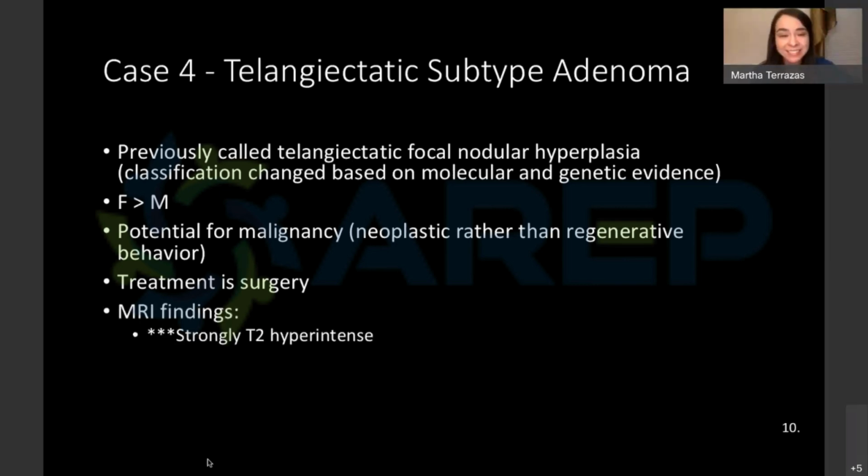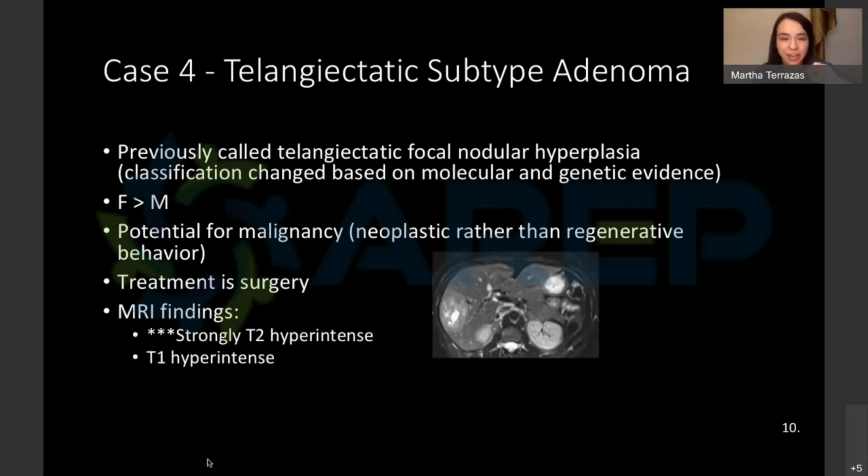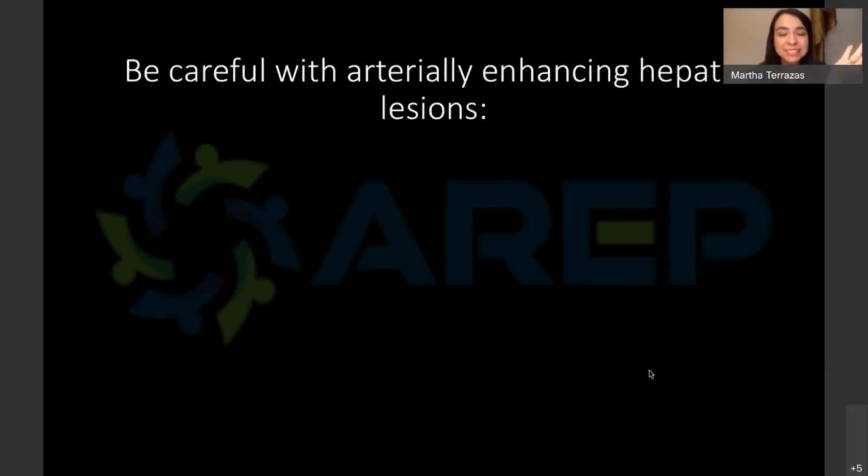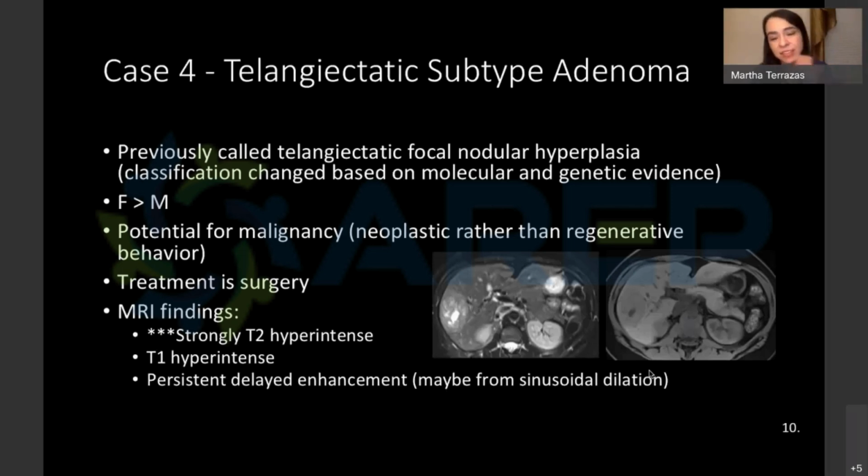So MRI findings, as you would read in the reference, strongly follow our case. Strongly T2 hyperintense, which we had here. And there was some T1 hyperintensity. It wasn't dark on T1, right? Especially if you have some liver lesions, they'll be dark on your T1 amongst your bright, intrinsically bright liver. And so this was a little T1 hyperintense, and we did have that persistent delayed enhancement. And in the literature it says maybe that persistent delayed enhancement is from sinusoidal dilation from this lesion.